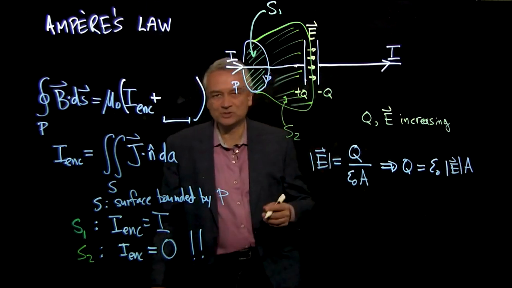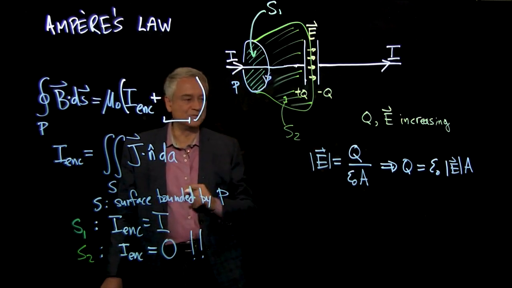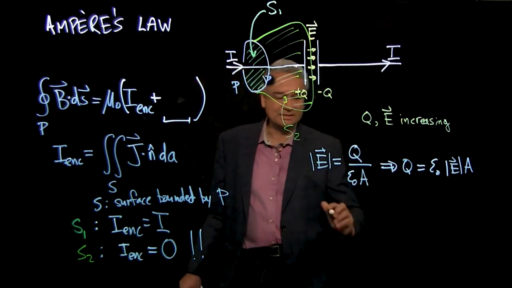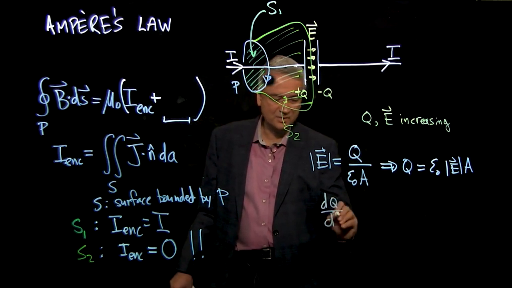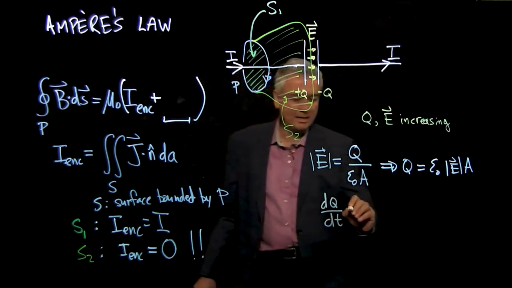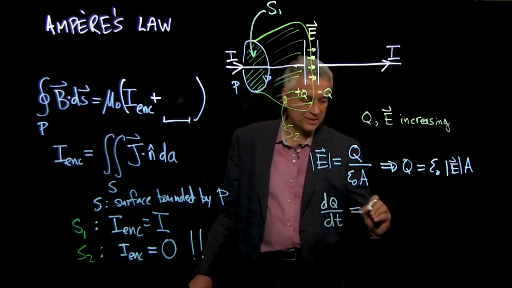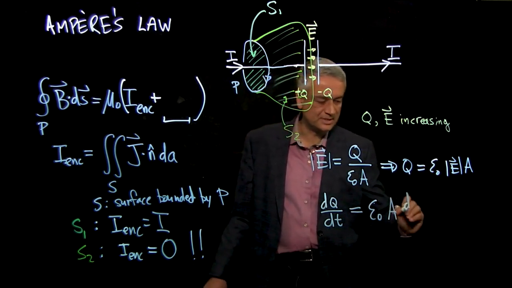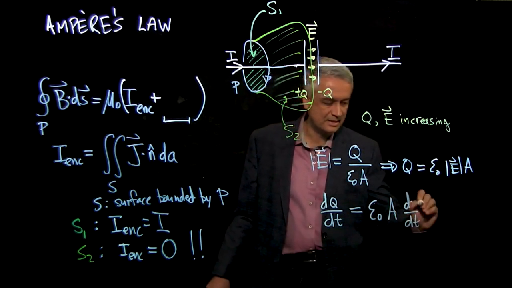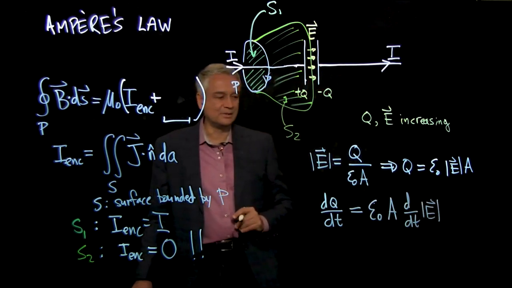Well, I'm just pushing symbols around at this point. It may not be clear to you where I'm going, but to see why I did this, the next thing I'm going to do is see what dq dt is. Now, what's changing in time here? Well, epsilon naught and A are not changing in time, but the electric field is changing in time. So this is d by dt of the magnitude of the electric field.